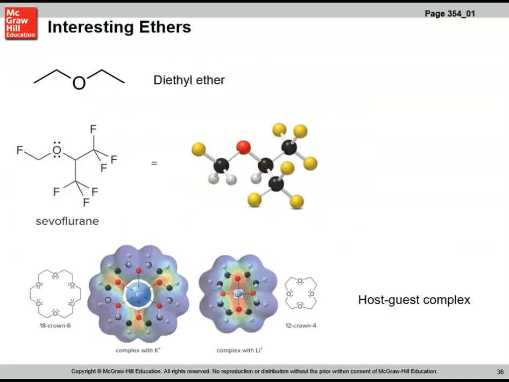So from some interesting common alcohols we move to ethers. One of the more common general anesthetics from the 19th century is diethyl ether, this first compound on the list here.